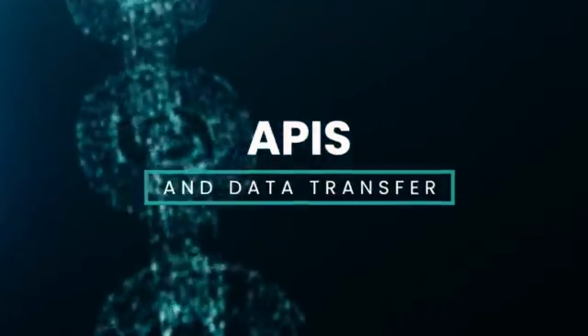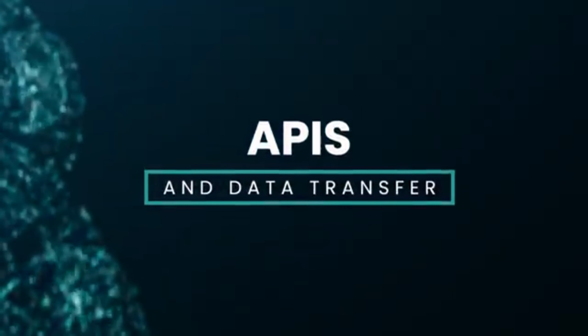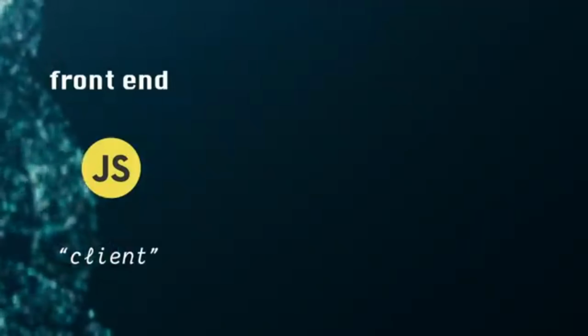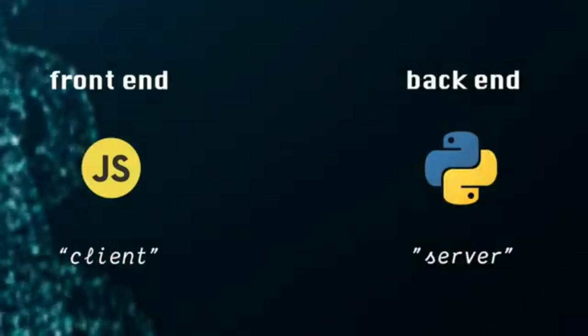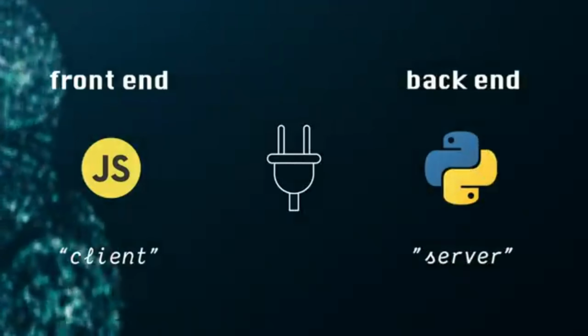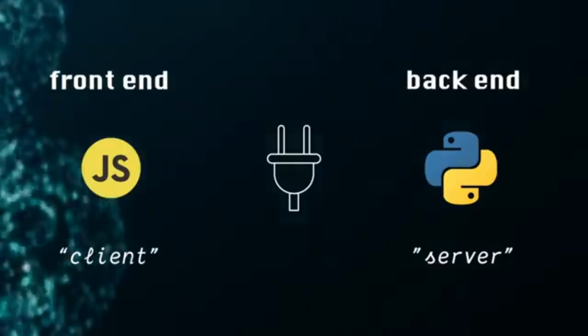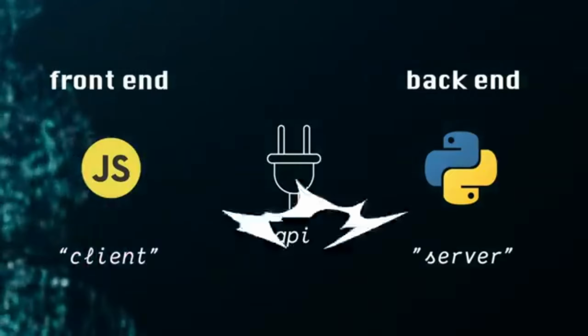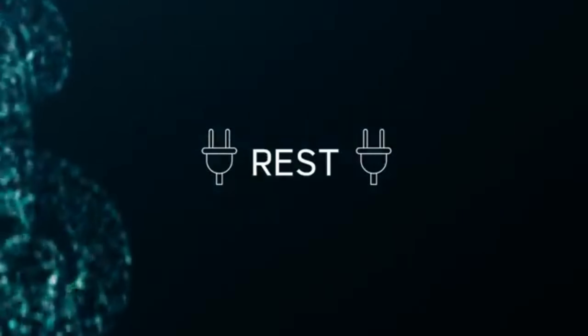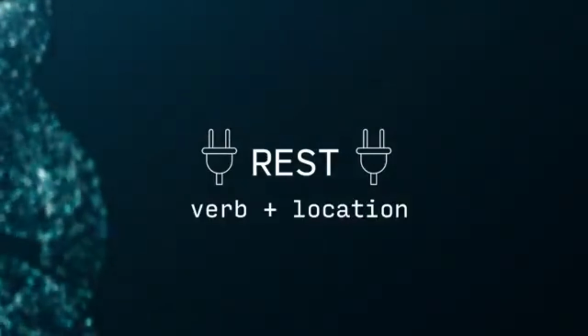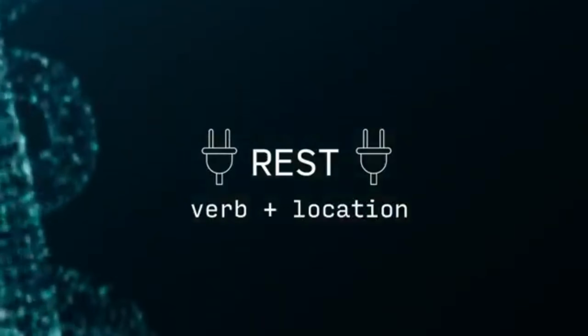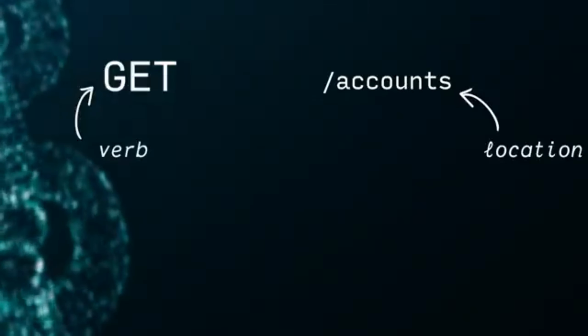Okay, we have our front end, but how does it talk to the back end? That's the purpose of an API. Essentially, our front end and back end may or may not be in different languages. So how do we standardize a way for these two to talk? Well, we do that with what's called an API. Most commonly, REST APIs are used, which follow the convention of combining a verb with a location. For example, we might want to get a list of accounts or add a new account.